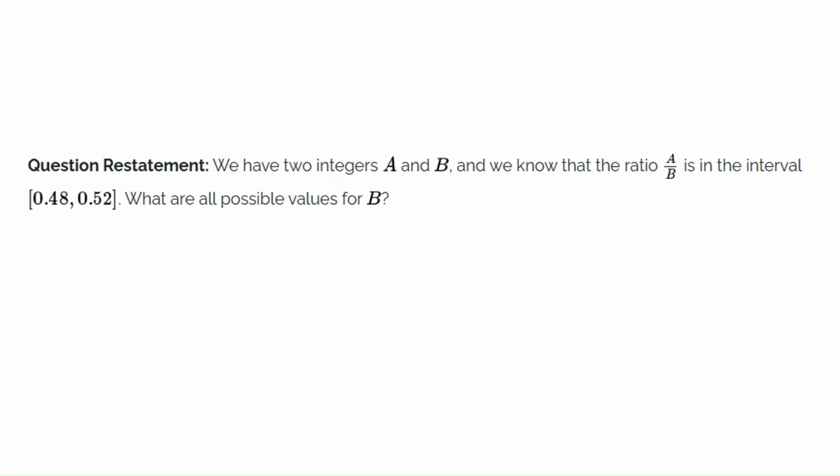We have two integers a and b, and we know that the ratio a divided by b is in the interval 0.48 to 0.52. The question is, what are the possible values of b that would satisfy this condition?